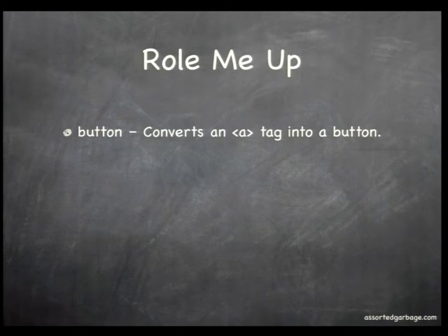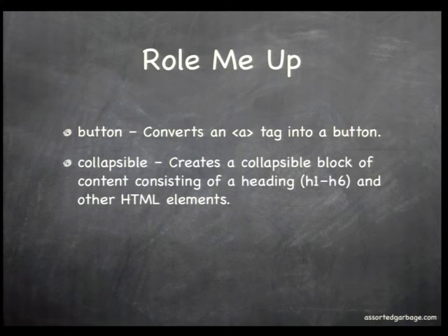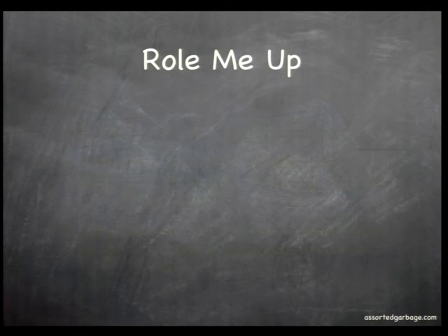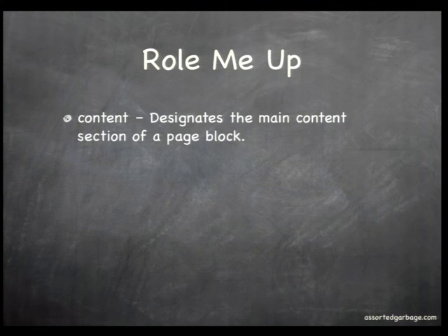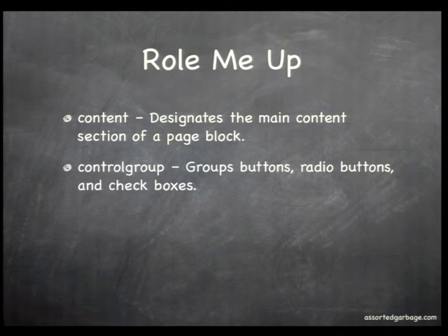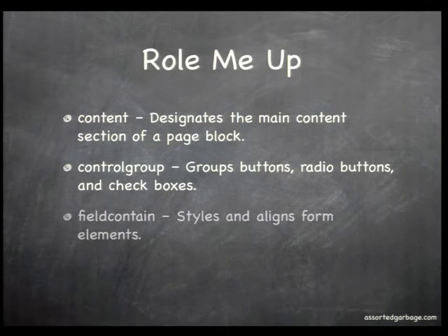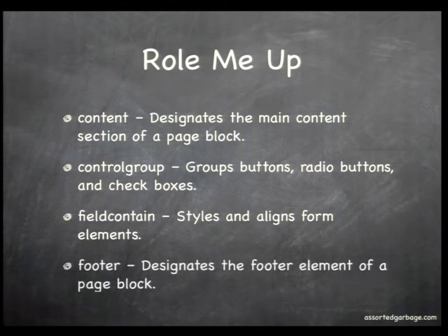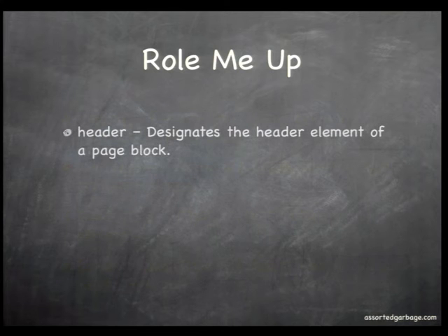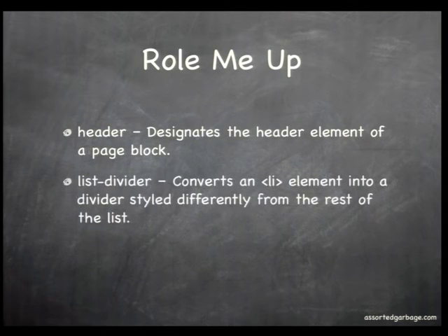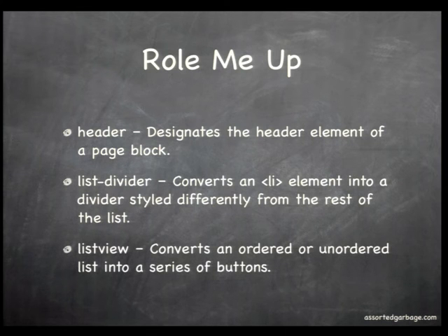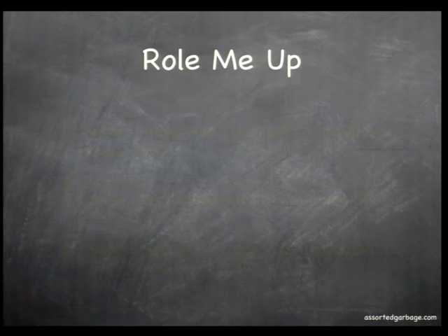The thing that is really cool, though, is that the data attribute has a whole bunch of other roles, not just page. So we have a button. We have collapsible objects. We have a collapsible set as well. I'm just going to fly through these because you'll be able to read these later. We have content. You saw that already. A control group, which allows us to group things together, containing fields to easily style forms. We have our footer that I talked about. You can have a role as a header, a role as a list divider, a role as a list view. By the way, list views are really, really cool in jQuery Mobile.